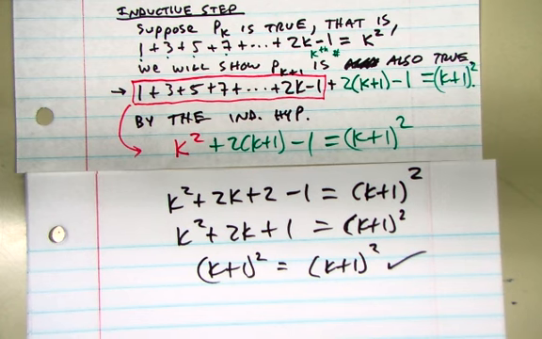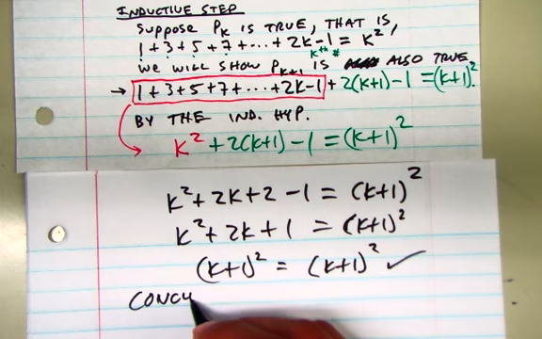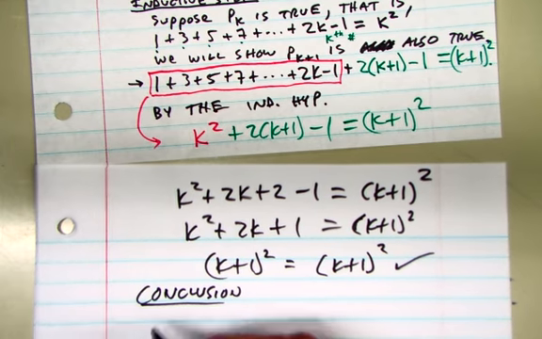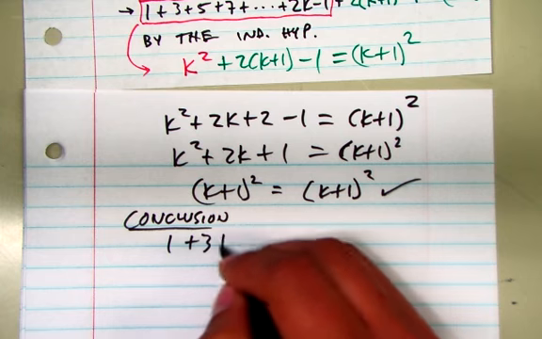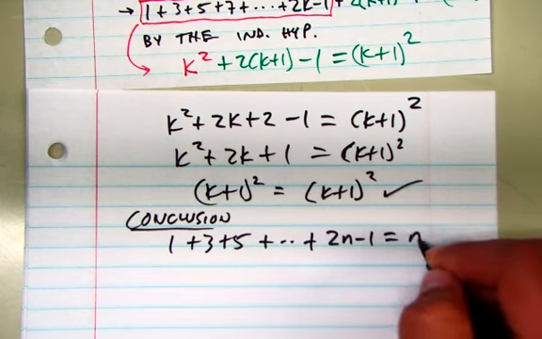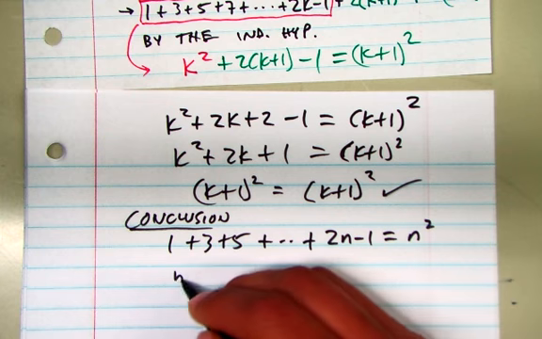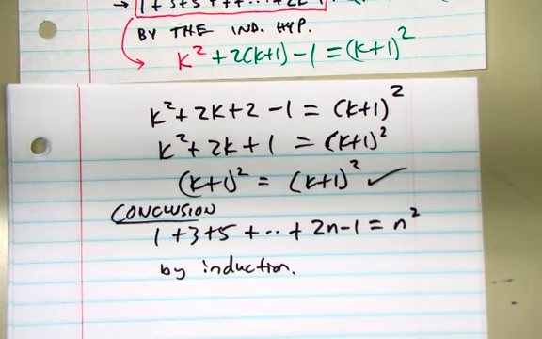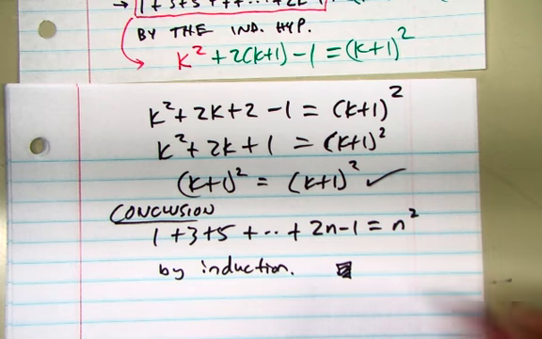So now what we say at the final step, the conclusion, is that 1 plus 3 plus 5 and so on, up through 2n minus 1, does in fact give us n squared, and we just say by induction. We use the method of induction to prove it, and that is the end of the proof.